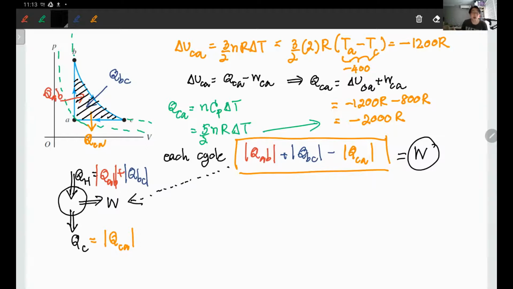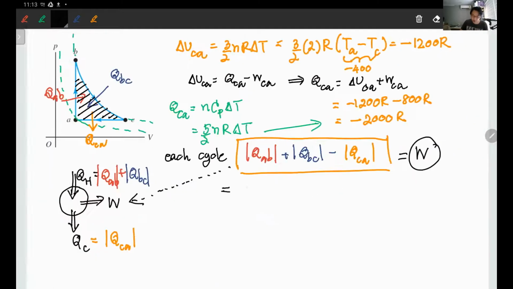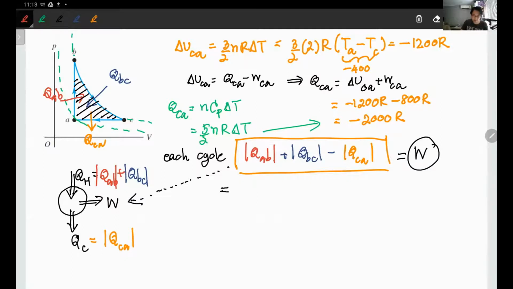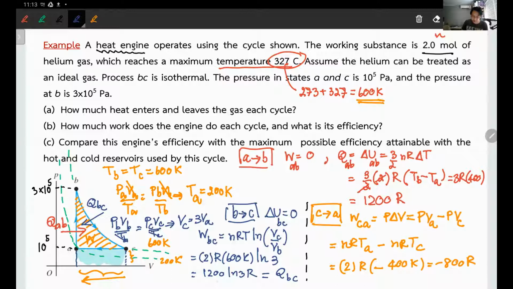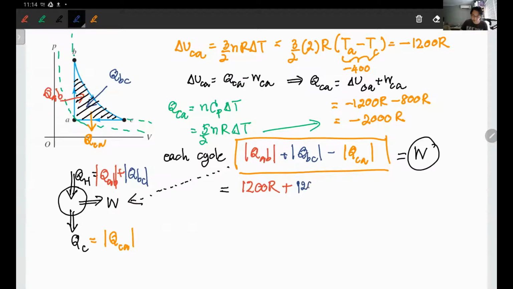Exactly. It has to be, because that's what we're doing all along. Okay, so let's answer the questions. Each cycle, there will be a net heat flow in 1200 R. Let me do the color coded so you get a better relationship here. There you go. 12,000 log 3 R, and then you subtract out that 2,000 R. Don't forget, I put an absolute sign here already, so it just takes the number.